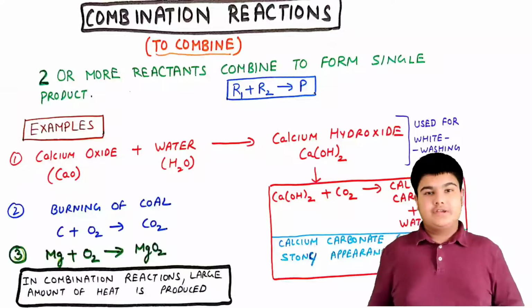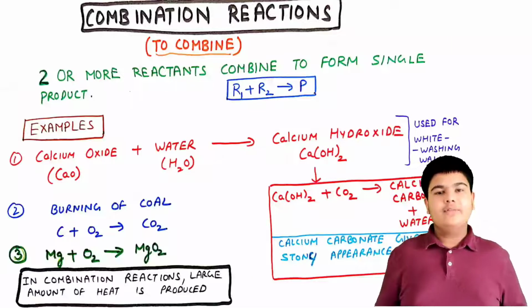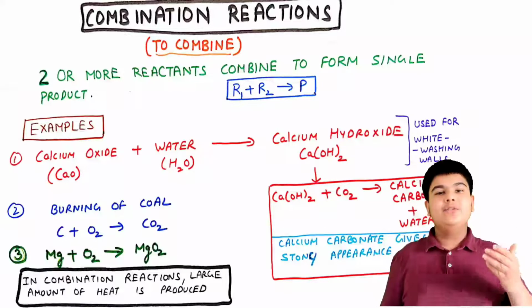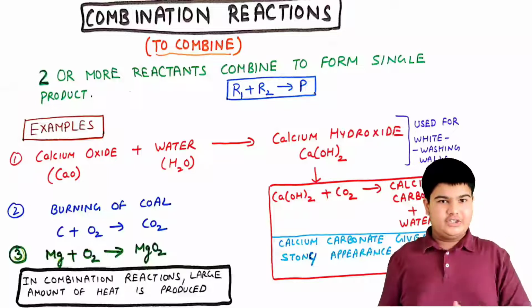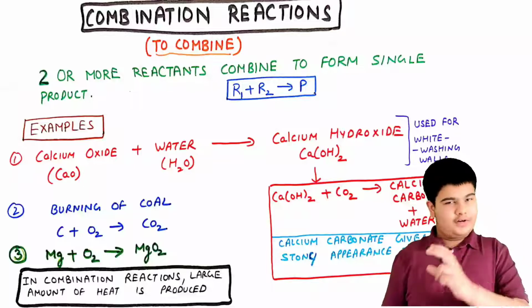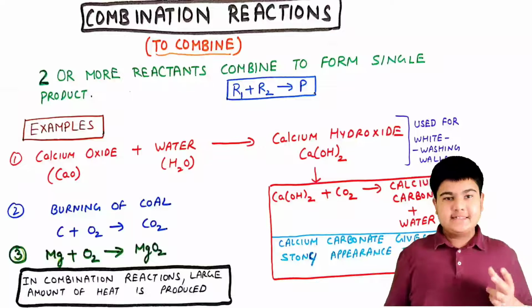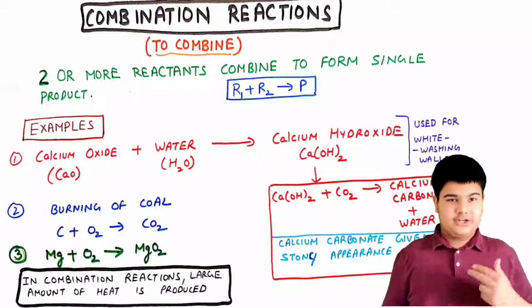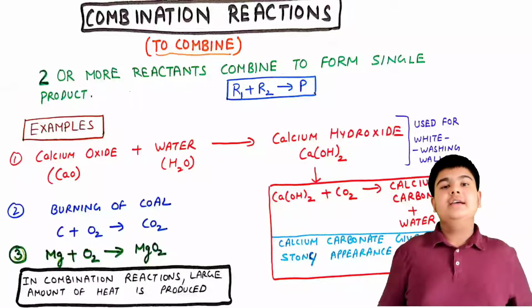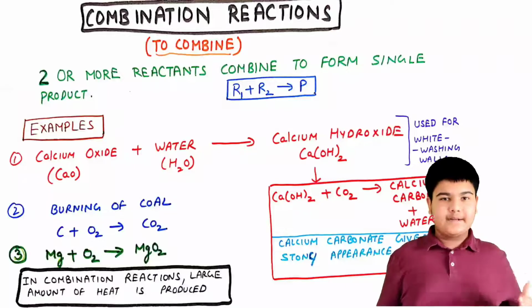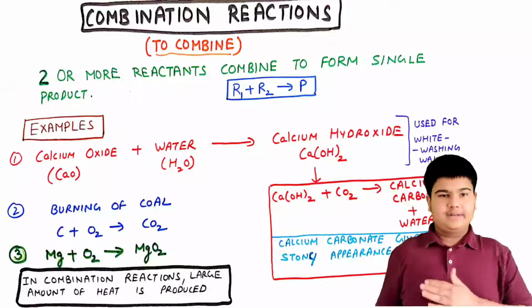First, combination reactions. The meaning of the word combination is to combine. So from the name itself, you can judge the definition of the reaction. Combination reactions are the reactions in which 2 or more reactants combine to form a single product. The reactants are the substances which undergo the reaction, and the product is the new substance formed after the reaction. So the symbolic form would be reactant 1 plus reactant 2 is equal to product.